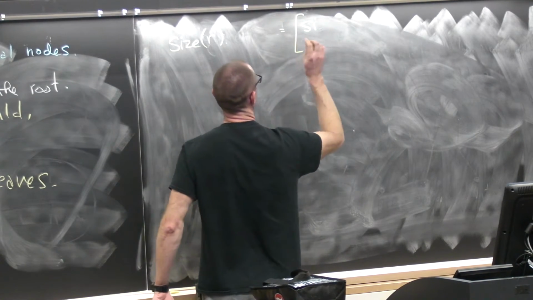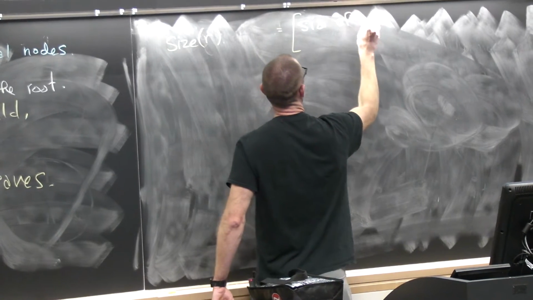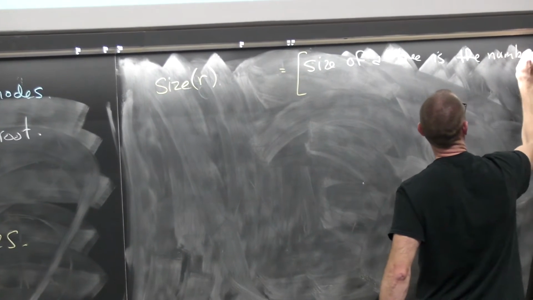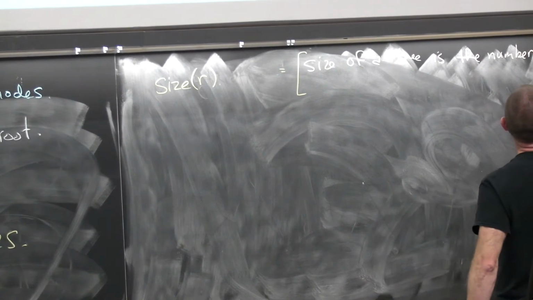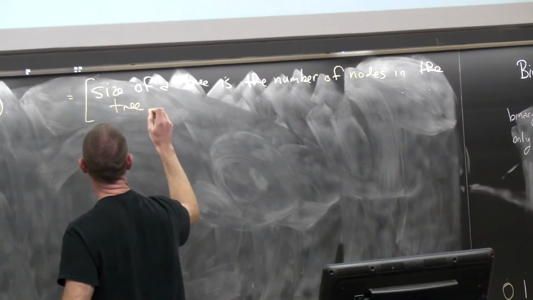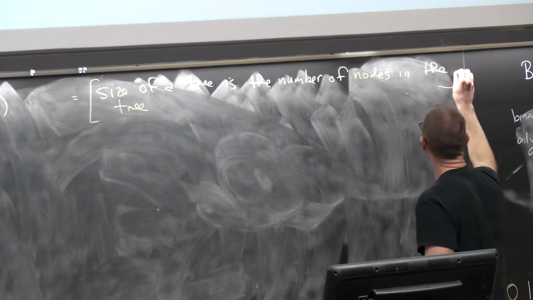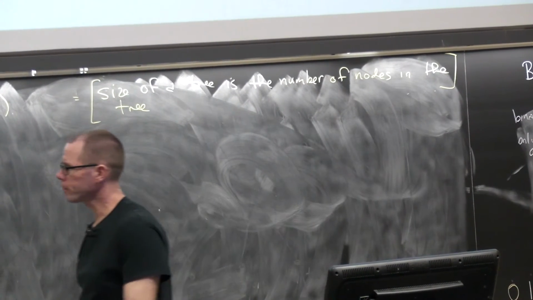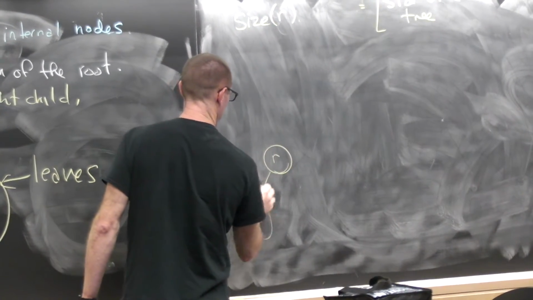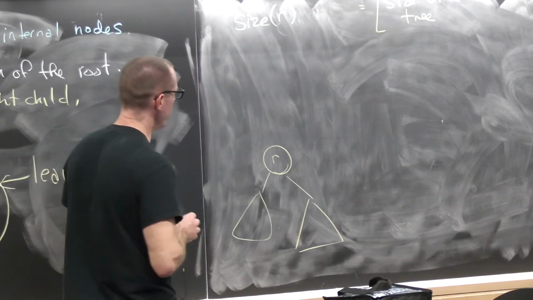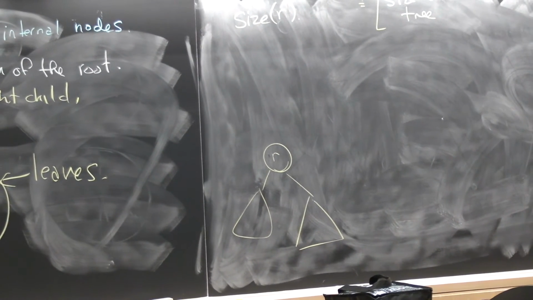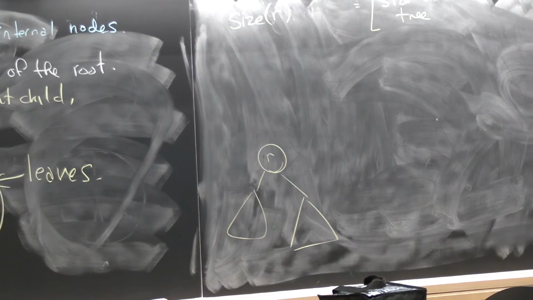one of the terms I forgot to mention, the size of a tree is the number of nodes in the tree. Okay. So, if I want to know the size of a tree rooted at the node R. So the number of nodes in the tree rooted at R. How would I compute that?